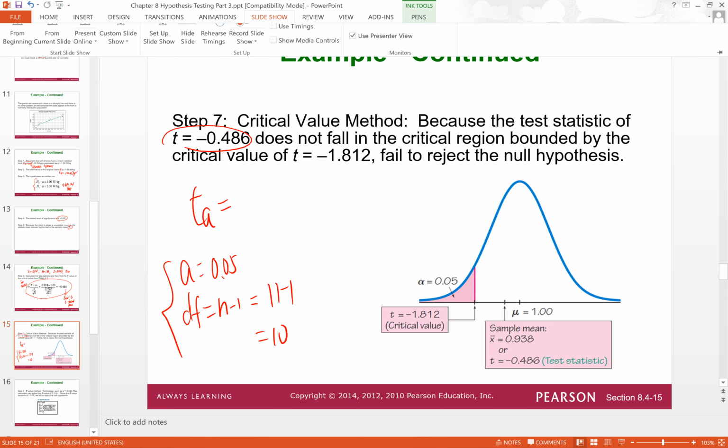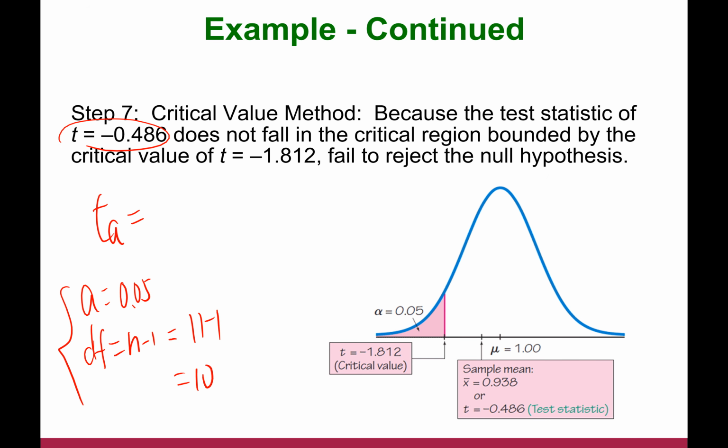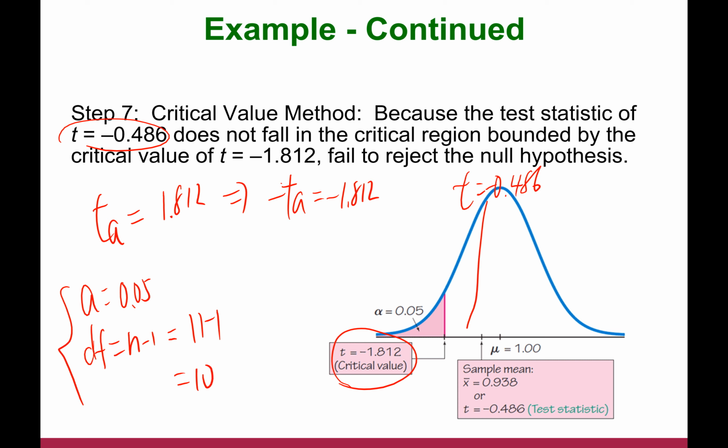That's what we see here. Using the symmetrical positive one, 1.812 from table A3, negative T alpha will be negative 1.812, which is on the negative side. And again, we check the test statistic. The T-score is equal to negative 0.486, which is falling in the non-rejection region. It's bigger than the critical value, so it's located on the right-hand side of the critical T-score. So this is the non-rejection region.